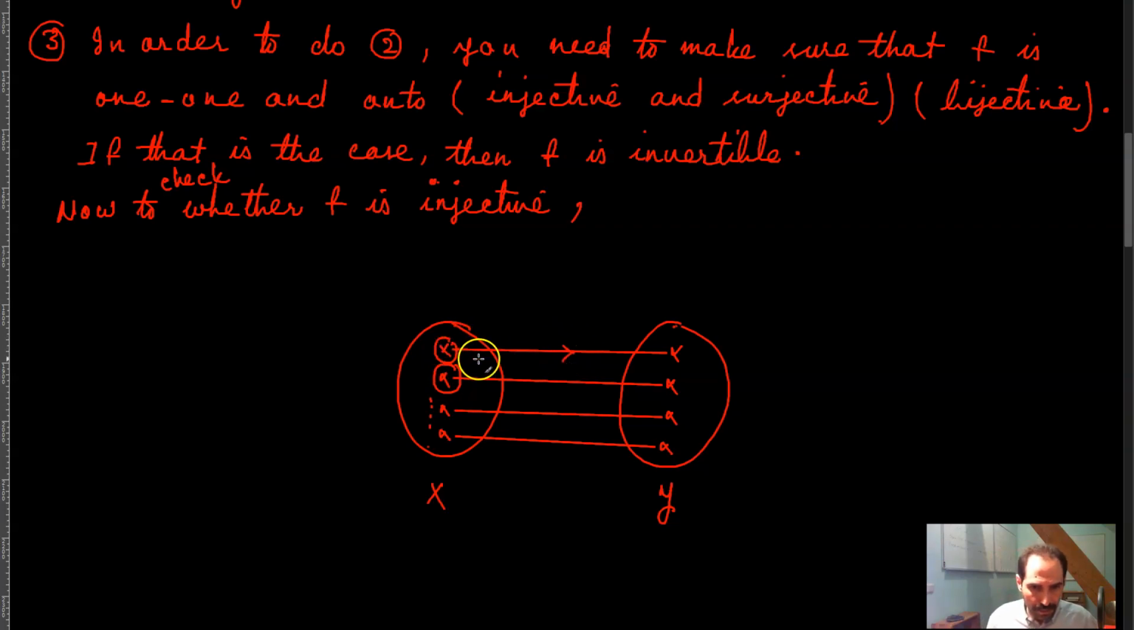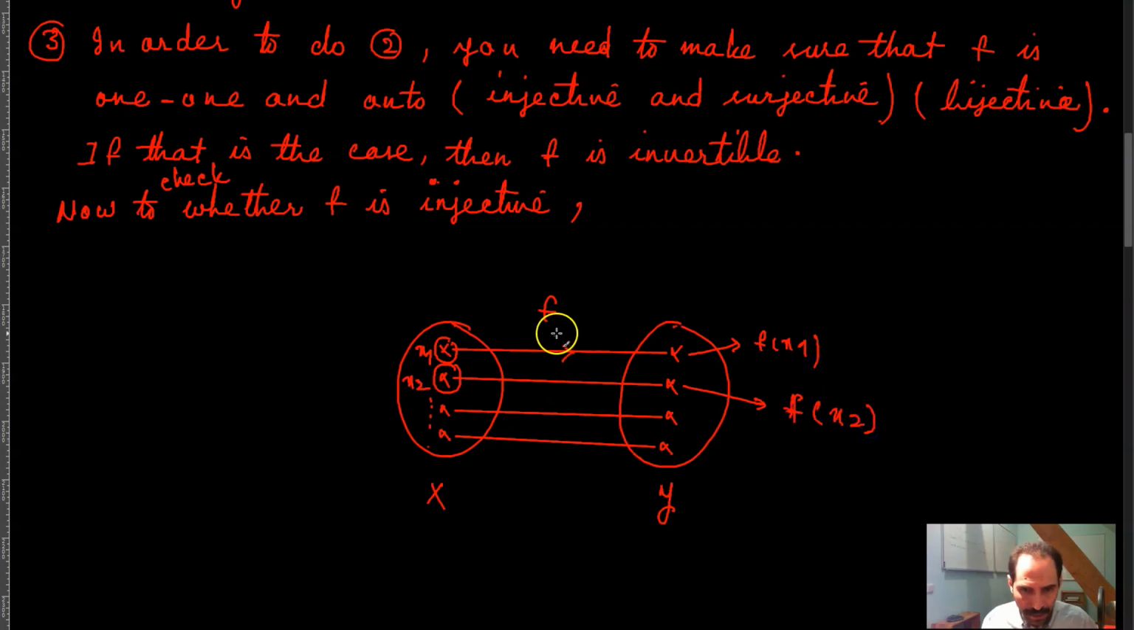Another way of saying the same thing is that if we call this x1, and this x2, then this becomes f of x1. If the function is f, this becomes f of x1, and this becomes f of x2.